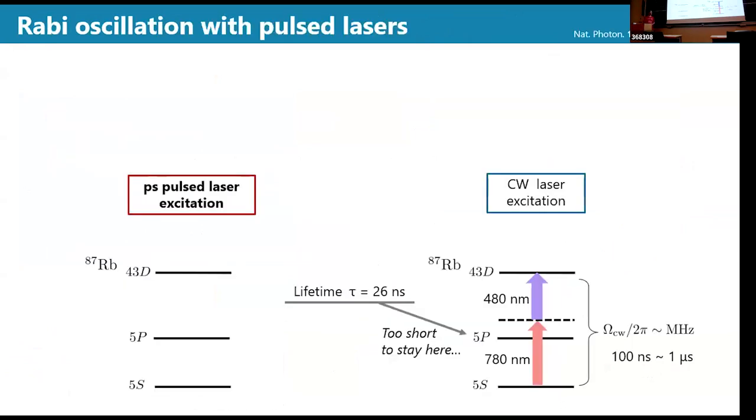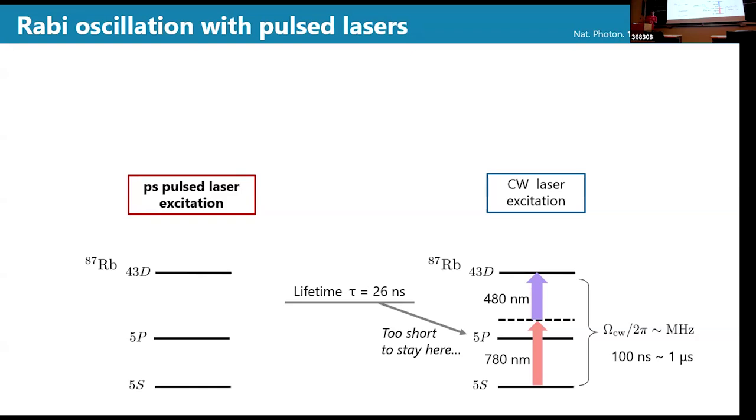Then let's go to the excitation part. I told you that conventionally people use continuous wave laser excitation, and now we use picosecond pulse laser excitation. There is a bit of difference between continuous wave excitation and pulse laser excitation. In the case of continuous wave laser excitation, first, this is the ground state of the rubidium, and this is the excited Rydberg state of the rubidium. We chose 43D. And then the transition energy or frequency is in the UV range from this to this.